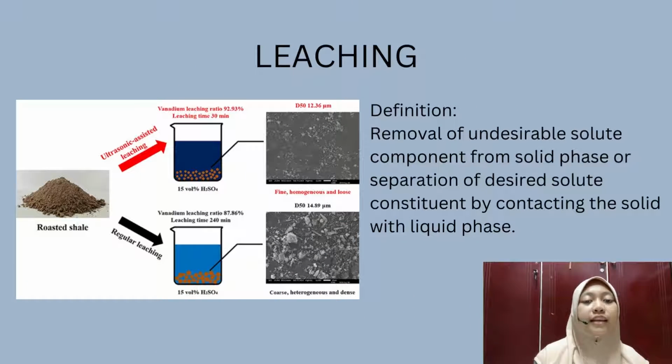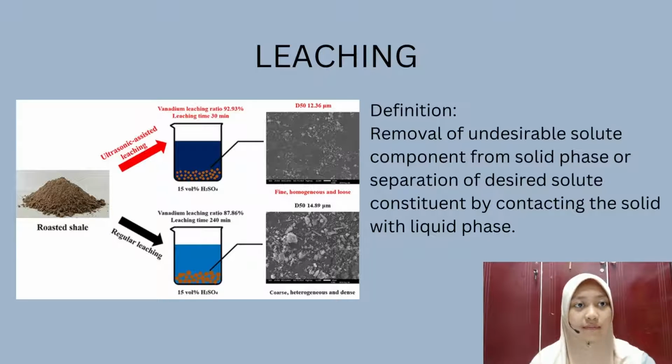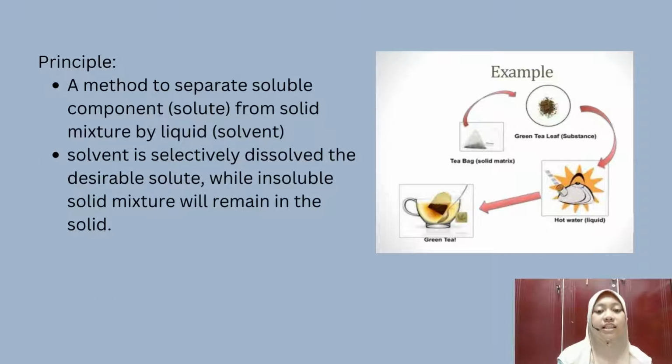Leaching process. By definition, the leaching process is the removal of an undesirable solid component from a solid phase or separation of a desired solid constituent by contacting the solid with a liquid phase. In principle, leaching is a method of separating the soluble component, which is the solute, from its solid mixture with the usage of solvent in the form of liquid. The solvent selectively dissolves the desirable solute, while the insoluble components will remain in the solid after the leaching process.